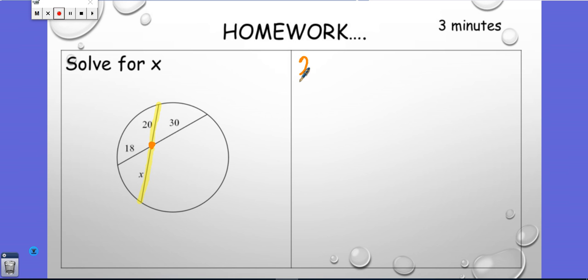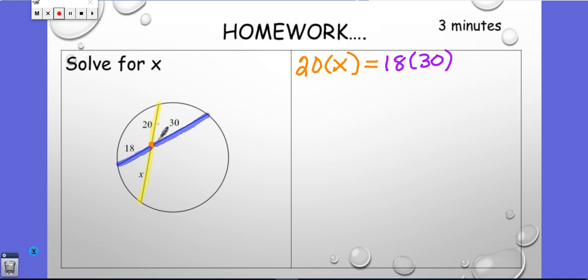So we're going to say 20 times x, and that should equal, change your color, or you can use a pen. We're going to highlight from the circumference to the point of intersection, and the point of intersection to the circumference on the other side. And those two pieces are going to be multiplied also. So here, 18 times 30.